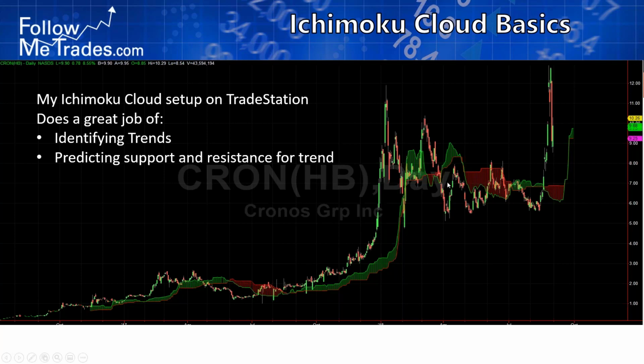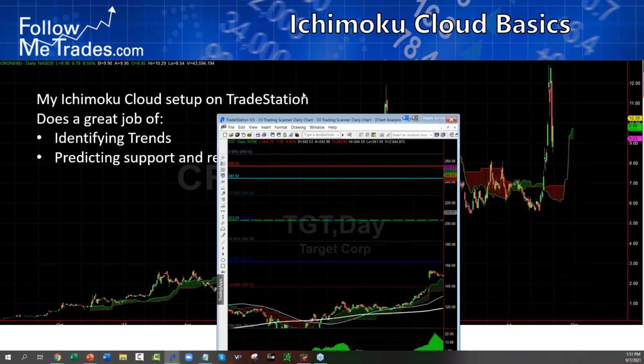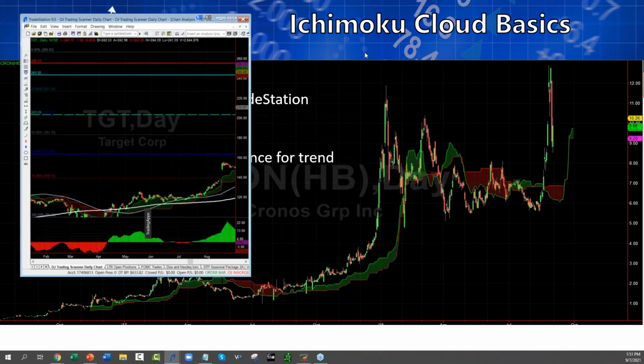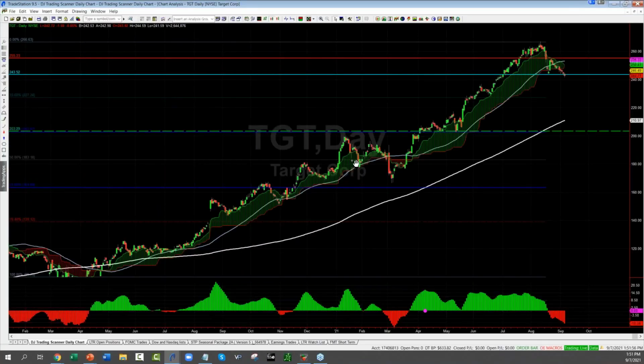Now, if you've seen Ichimoku Cloud before, you may look at this and go, that doesn't look anything like what I am used to seeing for Ichimoku Cloud. And I would agree with that. Let me show you. So here's my chart on TradeStation. This is how I have Ichimoku Cloud presented.